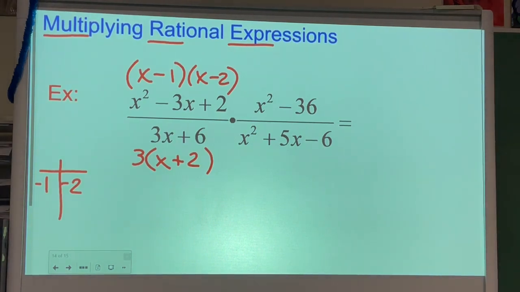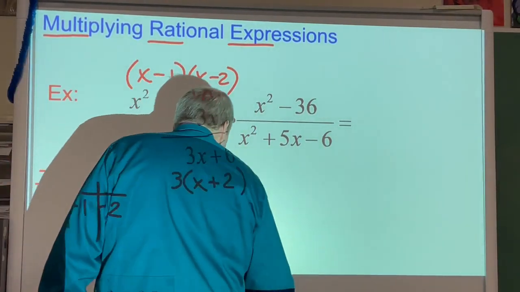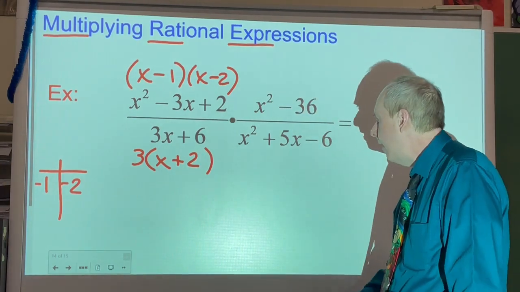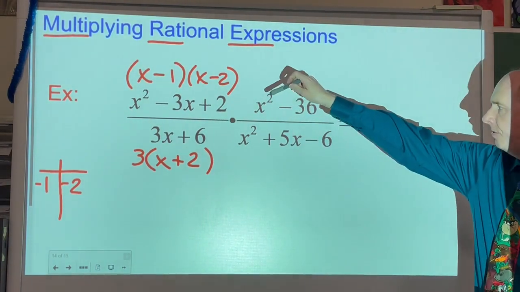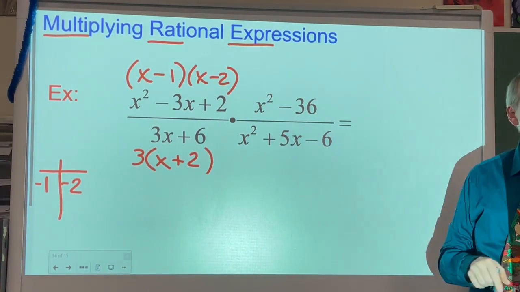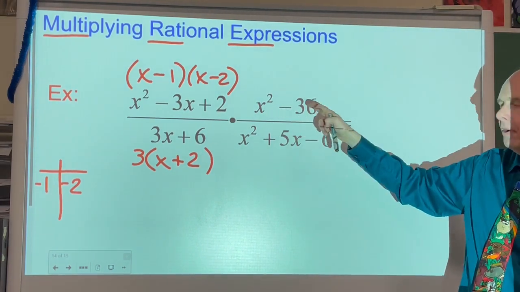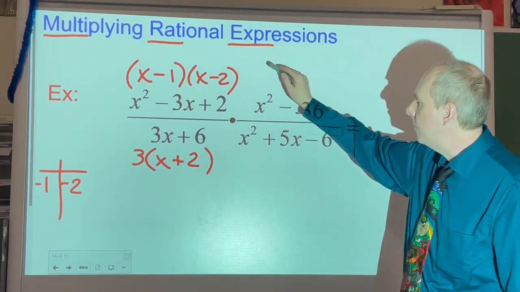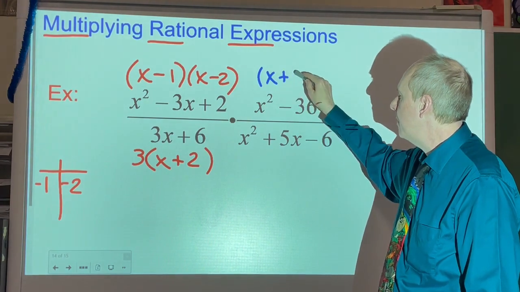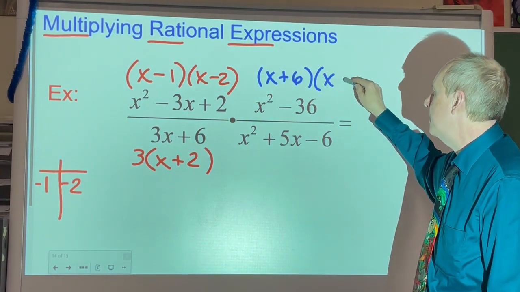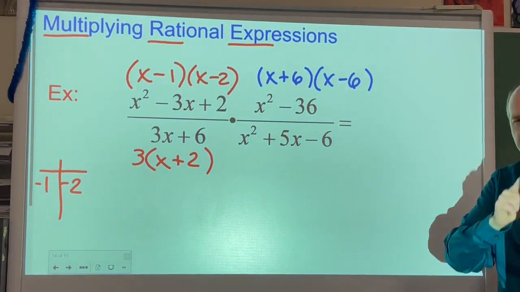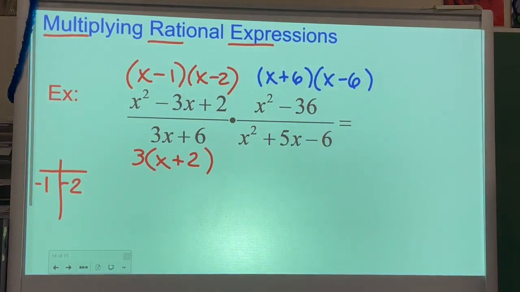Top right, x squared minus 36. We don't have a trinomial, but what we do have is a difference of 2 perfect squares. Something squared minus something squared. What would it be? Well, x plus 6, x minus 6. That's why we practiced those last week.